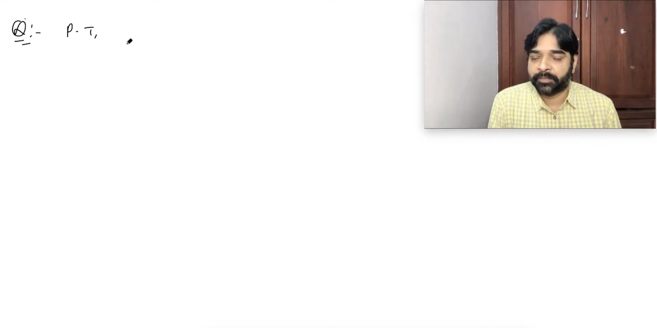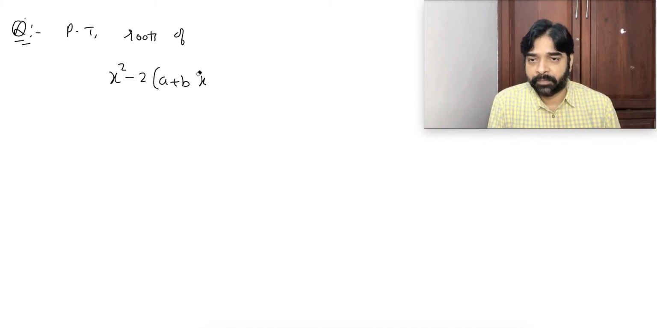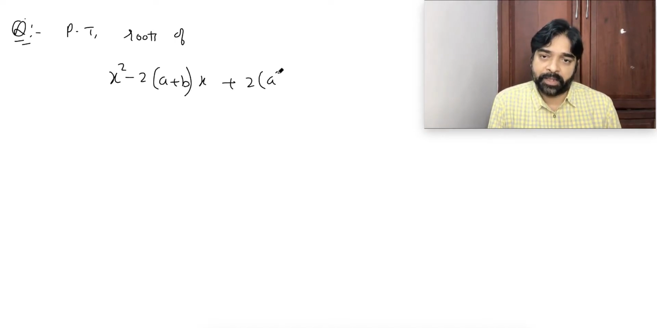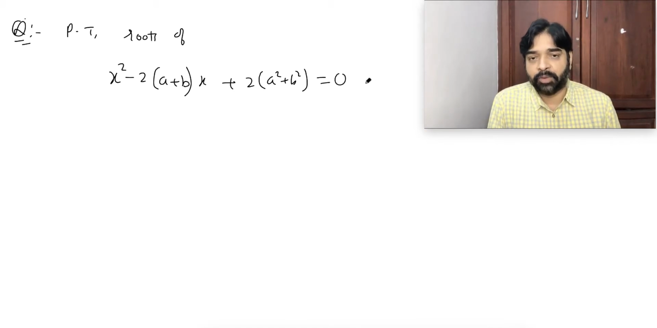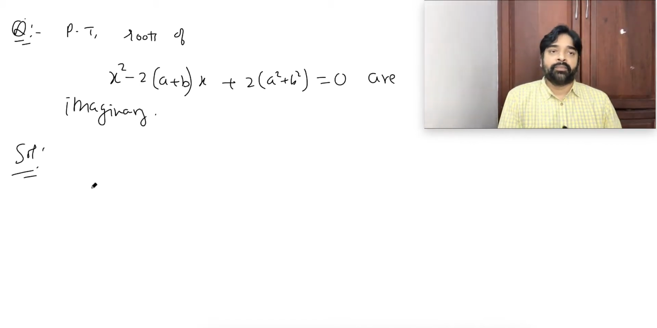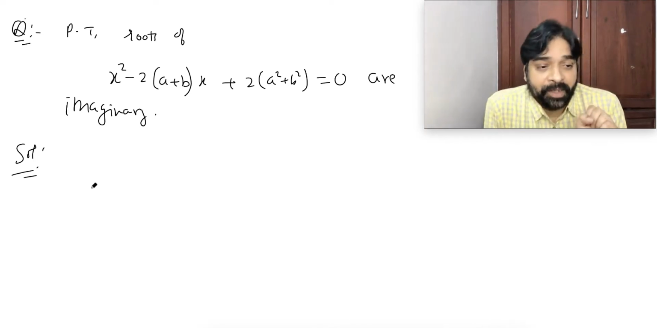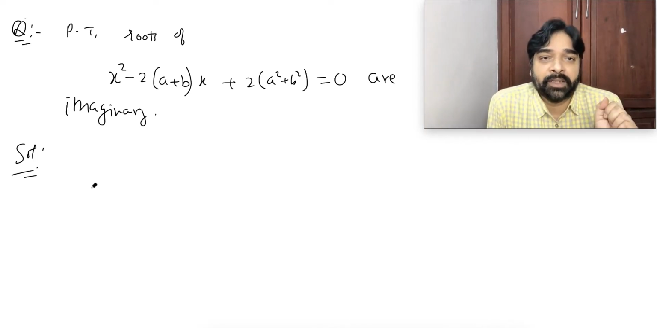Prove that the roots of x square minus 2(a plus b)x plus 2(a square plus b square) equal to 0 are imaginary. I will give only 1 minute. Give me the answer quick, everybody. Only 1 minute time you have.